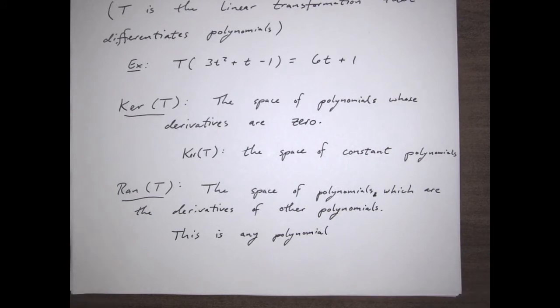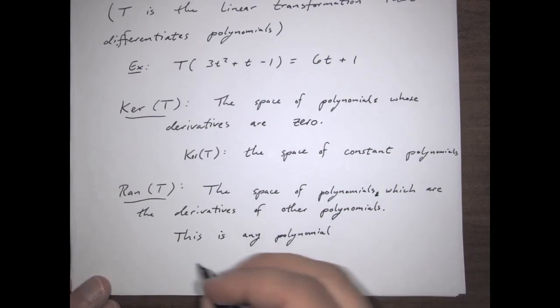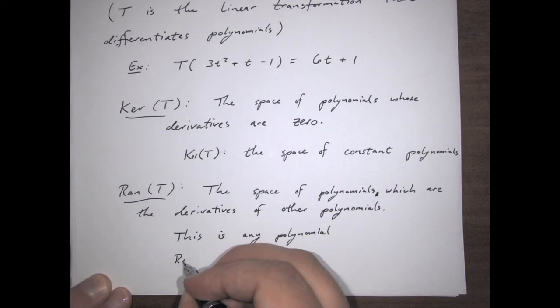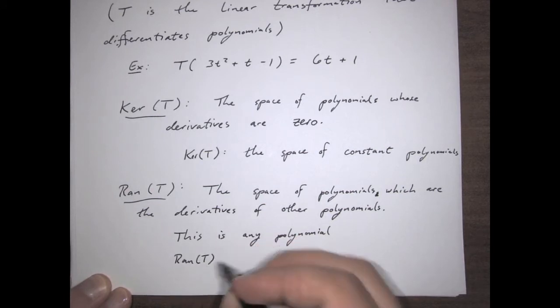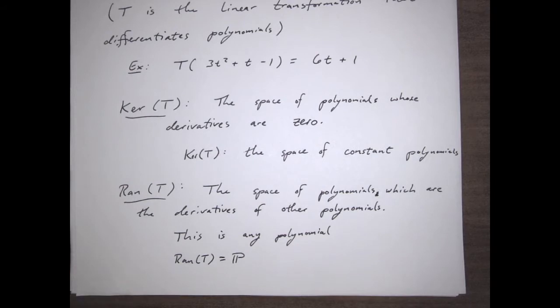So in Math 252, you learned how to anti-differentiate things, and that's really what's going on here. It's every polynomial you can anti-differentiate, which is any polynomial. So the range of T equals just the space of polynomials all over again.